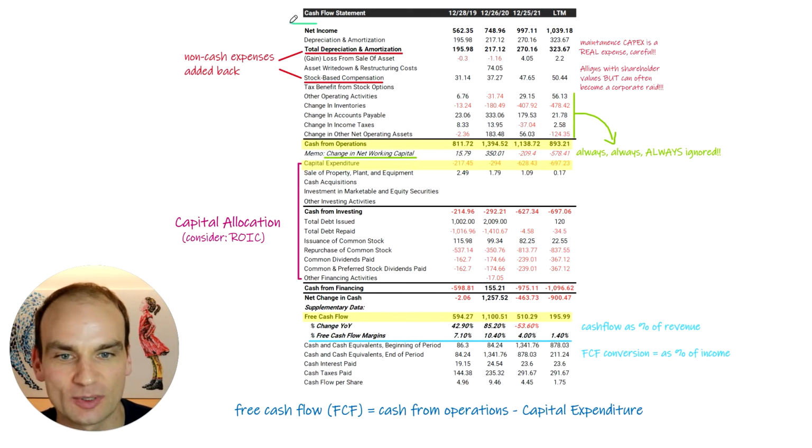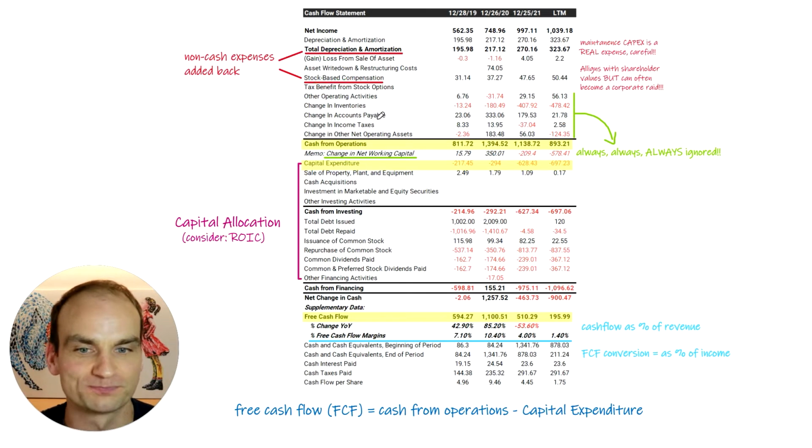So let's go to the top of the page here. Let's break down that cash from operations. You can see at the start, it starts off with bringing over your net income, and then we're adding back depreciation and amortization. So let's talk about depreciation and amortization, and then we'll talk about stock-based compensation.